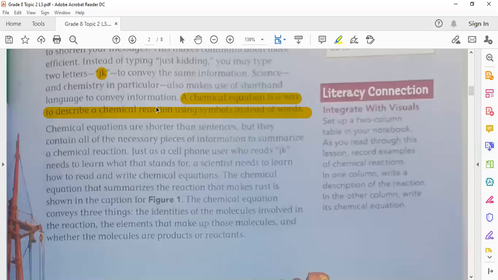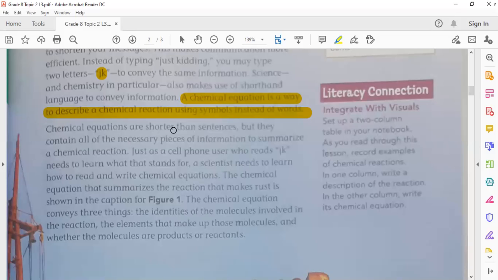Fine. So a chemical equation is a way to describe a chemical reaction using symbols instead of words. Chemical equations are shorter than sentences. If you want to say that iron combines with oxygen and they form rust, it is very long if you are using sentences, but you can write it easier by using a chemical equation.